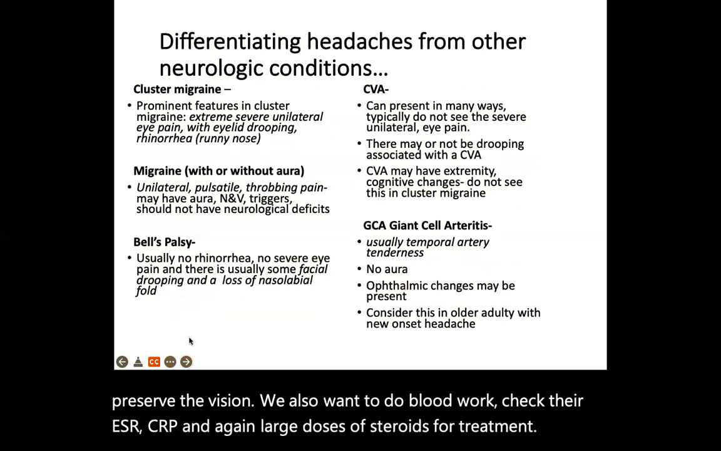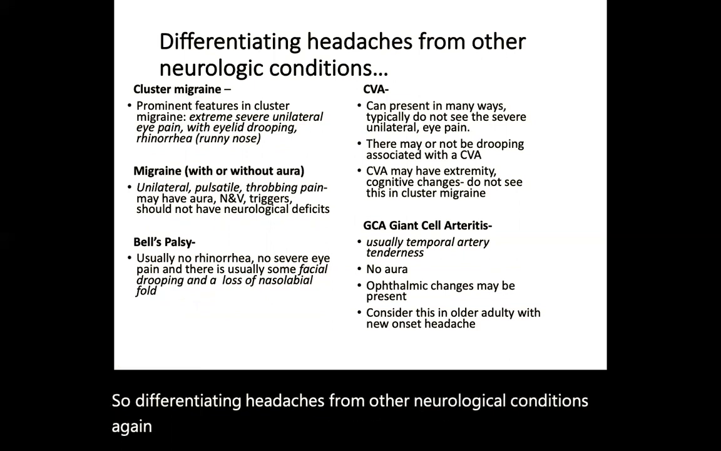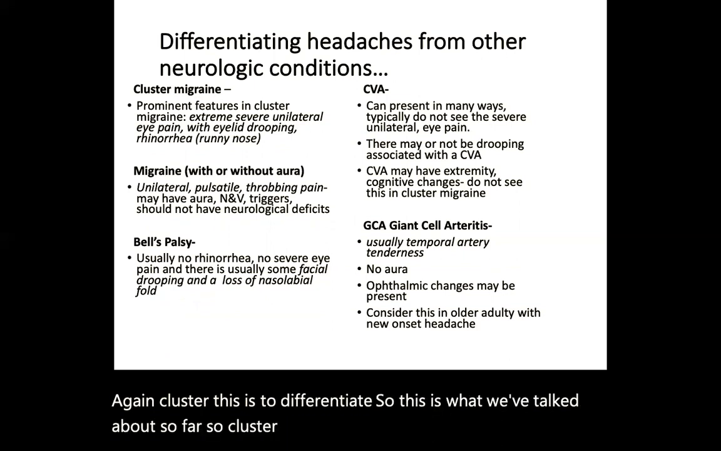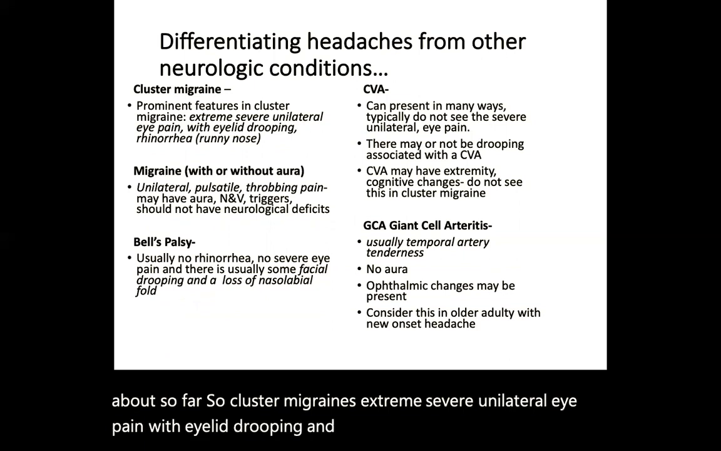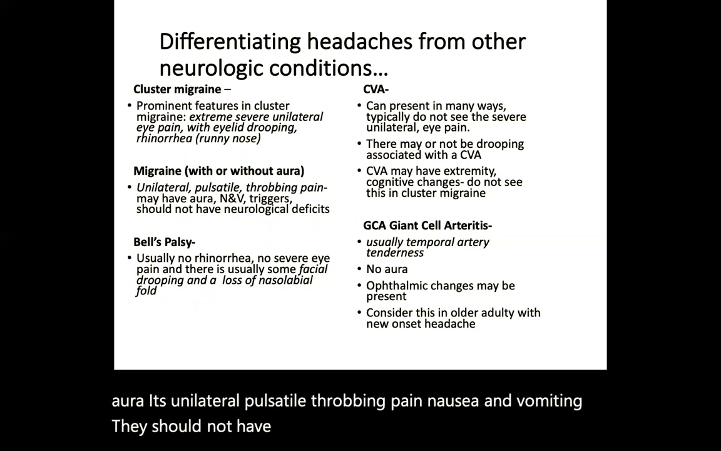So differentiating headaches from other neurological conditions, again, cluster, this is just to differentiate. So this is what we've talked about so far. Cluster migraines: extreme severe unilateral eye pain with eyelid drooping and rhinorrhea. Migraine with or without aura: unilateral pulsatile throbbing pain, nausea and vomiting. They should not have any neurological changes.